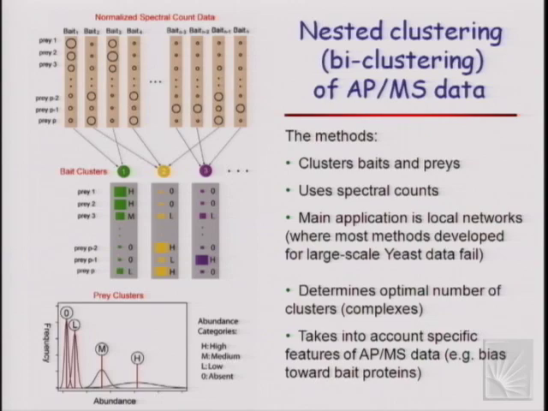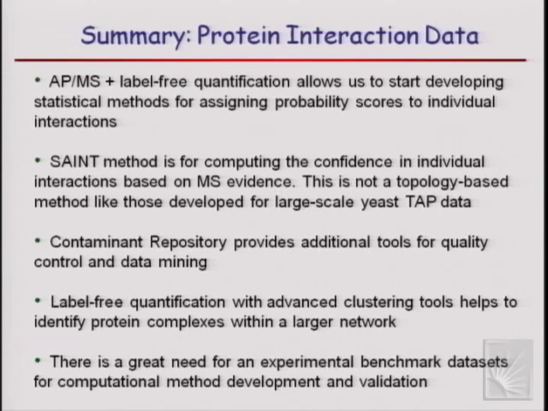In summary, I think APMS and label-free quantification allow us to develop more advanced statistical methods. I think there is a lot of room for computational work in this area. And the same method is one of the methods for computing confidence in individual interactions that I presented very briefly. It's not a topology-based method developed for large-scale studies. Contaminant repositories, I think, are going to be extremely useful for quality control and additional data mining. Label-free quantification with advanced clustering allows identifying protein complexes more efficiently. And I think there is a really great need, which I didn't talk about, for experimental benchmark data sets so we can go back and really benchmark some of these methods, which is right now quite hard.